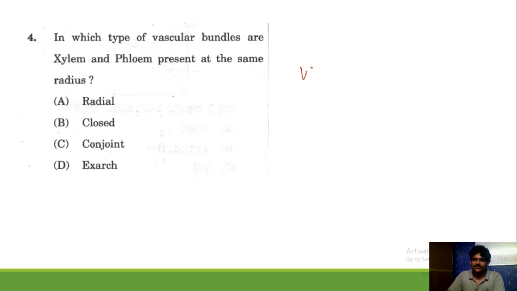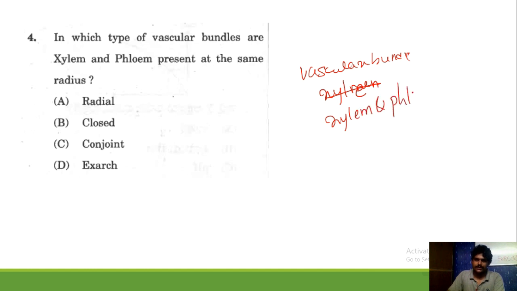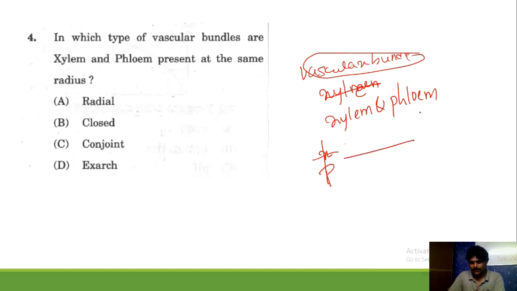so vascular bundles are those which have xylem and phloem, right? We call it a vascular bundle because phloem is present. Okay, so the bundles are those where xylem and phloem are present at the same radius. That means in one radius xylem should be there and phloem should also be there, either this way or either this way.